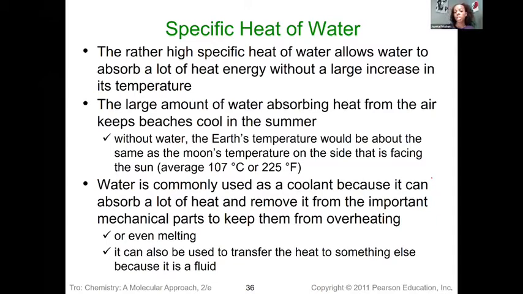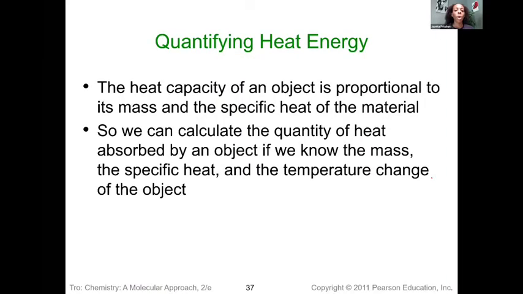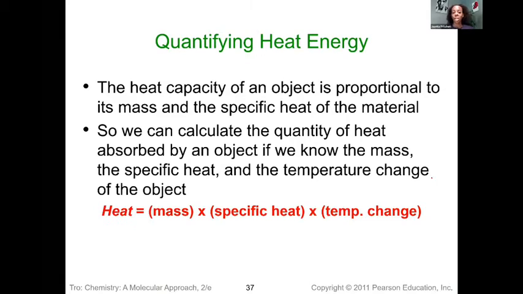It's also used as a coolant whenever we think about, like I said, our automobiles, because it's able to help prevent mechanical parts from overheating. So when we want to quantify the amount of heat that's in an object, we can actually calculate that if we have some knowledge about certain parameters. If we know the mass of the object or the type of object it is and subsequently the specific heat or the temperature change, we can use all that information to solve for our heat amount.